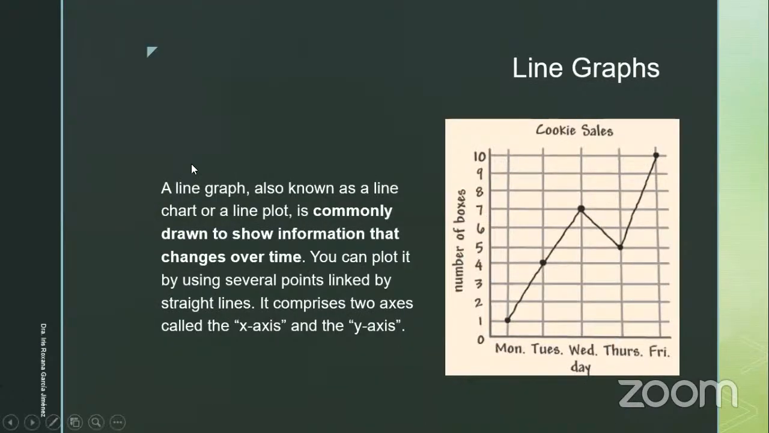About the line graphs, well, a line graph, also known as a line chart or a line plot, is commonly drawn to show information that changes over time. We have the number of boxes, we have the period of time that we are studying, okay? The two variables. You can plot it by using several points linked by straight lines. It comprises two axes called the x-axis and the y-axis.